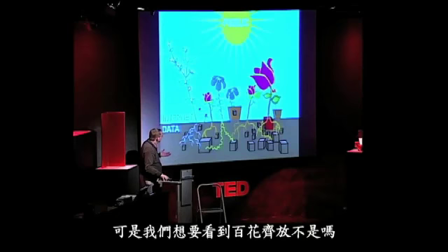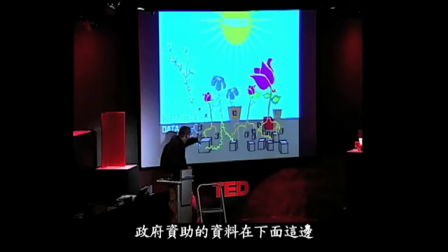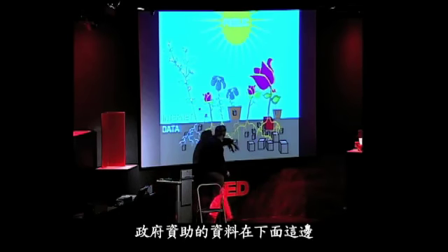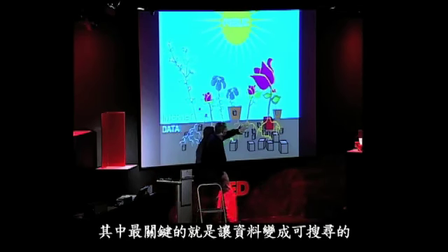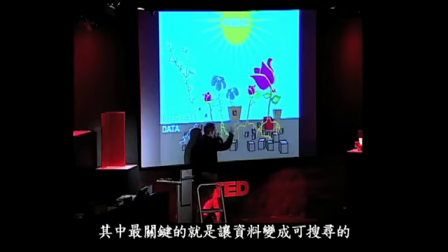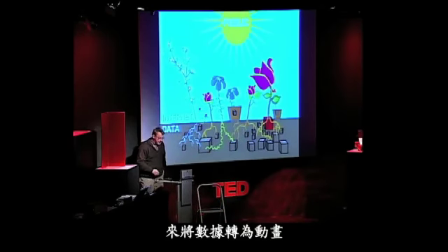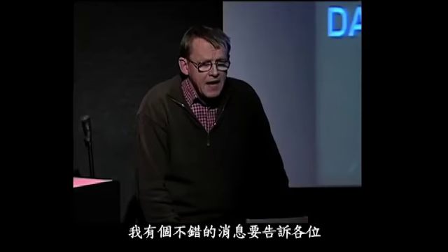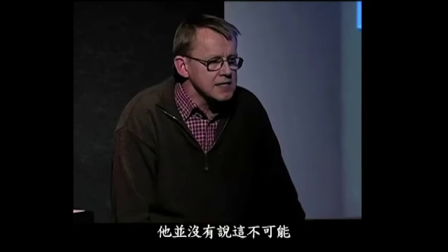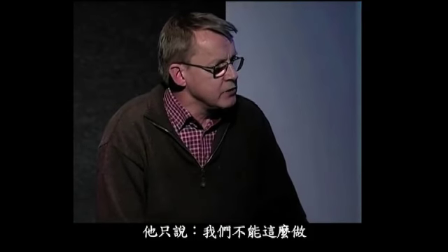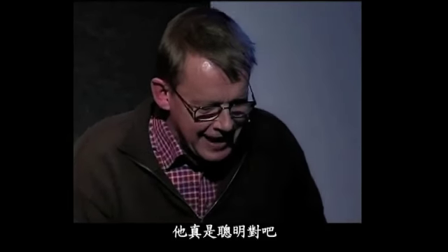But this is what we would like to see, isn't it? The publicly funded data is down here, and we would like flowers to grow out on the net. And one of the crucial points is to make them searchable, and then people can use the different design tool to animate it there. And I have a pretty good news for you. I have a good news that the present new head of UN Statistics, he doesn't say it's impossible. He only says we can't do it. And that's a quite clever guy. Huh?